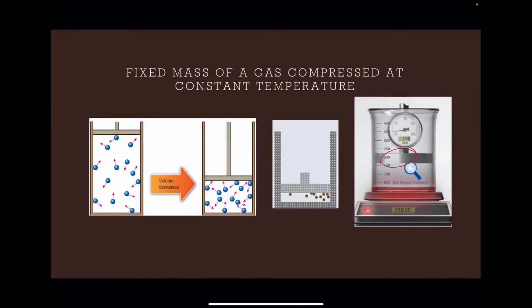Figure shows a fixed mass of gas compressed at constant temperature. Then you look at the two videos. When the volume of gas decreases, when you push the piston, the volume decreases, but the number of molecules is still the same. However, the space is smaller. So when the space is smaller, this causes the rate of collision increases. Therefore, the pressure increases. Look at the value of the pressure. So the pressure increases.